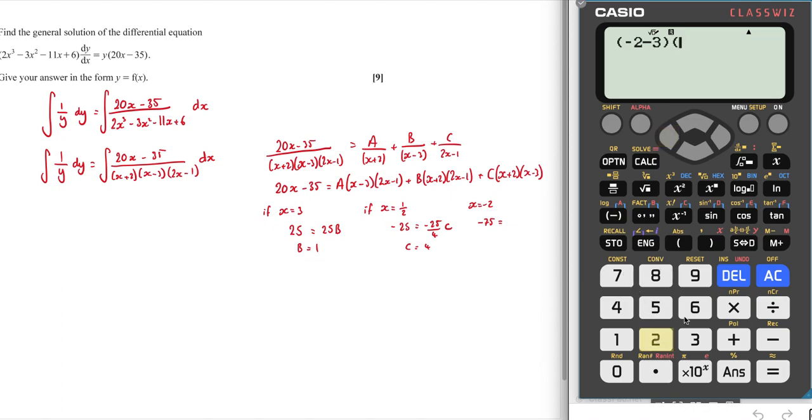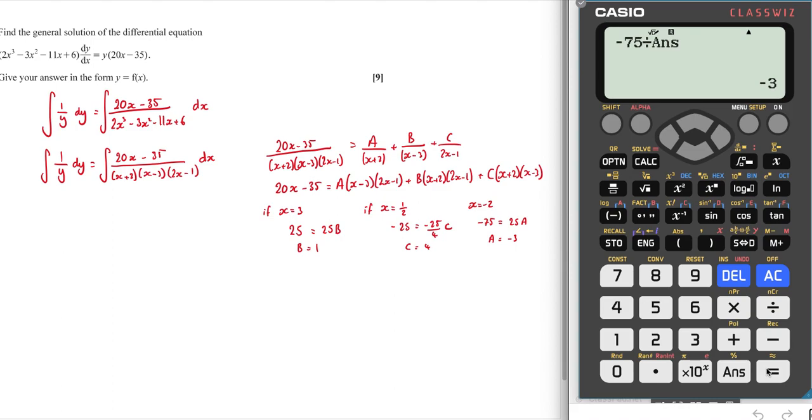And then I'm going to have, what's that going to be? 2 times minus 2 minus 1, close brackets, 25. Look at that. Not quite right. It was minus 3, but I got 25a, so I got minus 75. Divided by the answer gives me that a is minus 3.